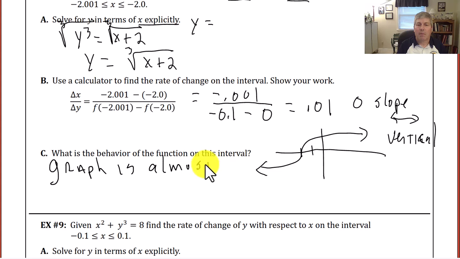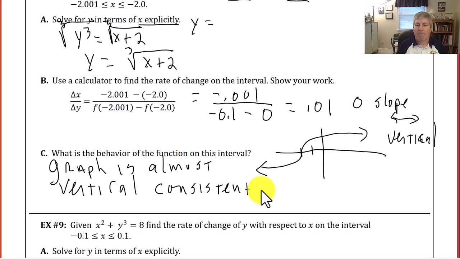And that is consistent with a reciprocal slope of 0.